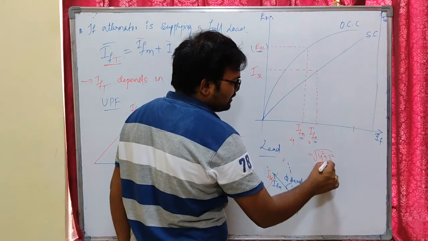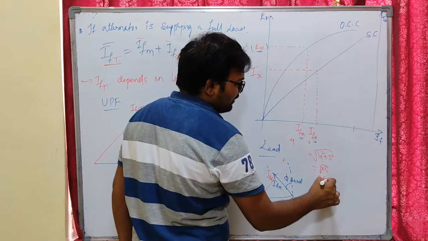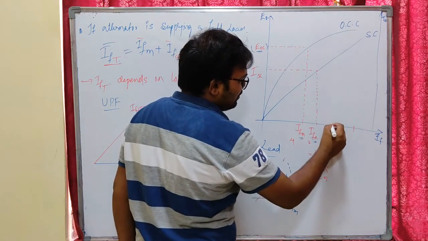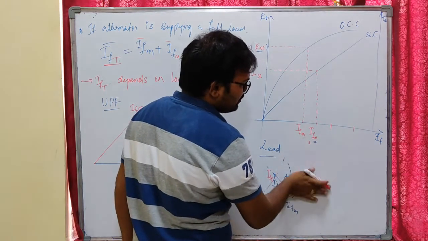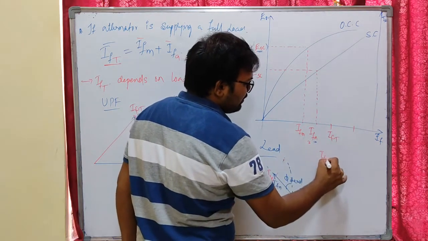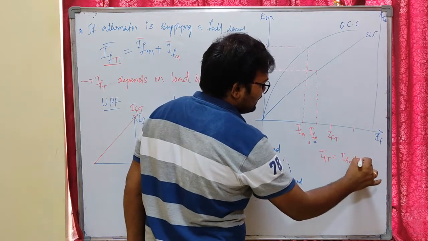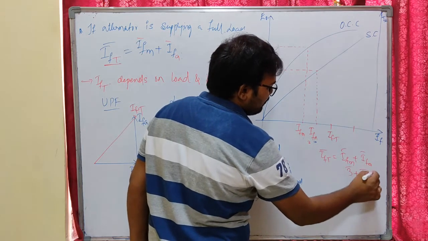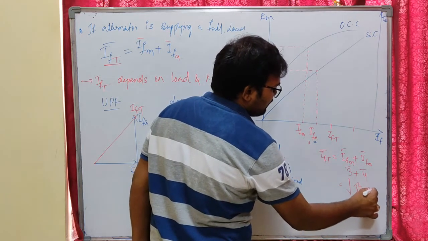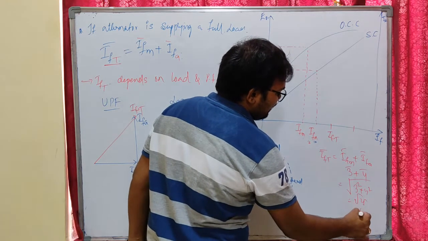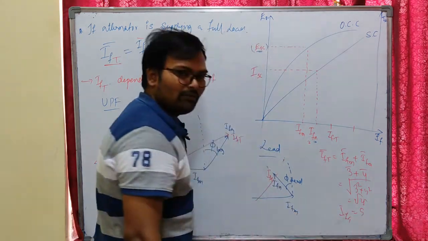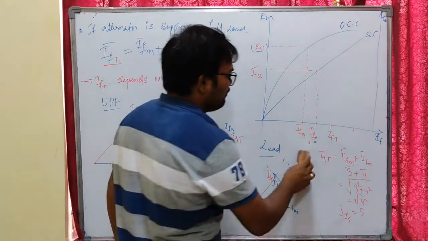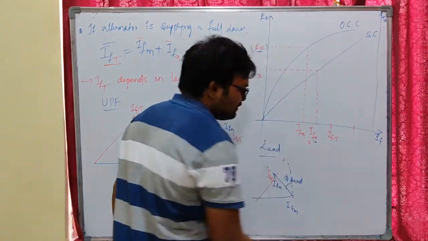How much will it be? 16 plus 9, that is 25, under root, that is 5, okay. So if it is 4 and 3, that will be around here. I hope you understand. So this IFT is the vector sum of IFM plus IFA. If IFM is 3 amperes and IFA is 4 amperes, the vector sum is 3 square plus 4 square, under root 25, that is 5. So the magnitude of IFT, the total field current, is 5 amperes. That is a phasor quantity, a vector quantity, right.